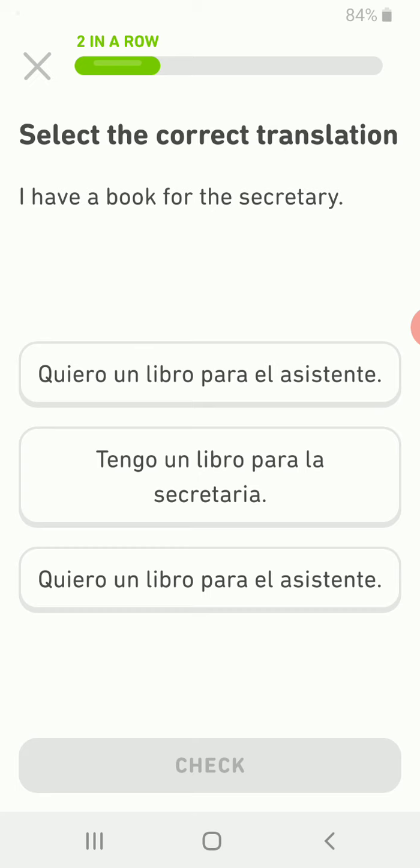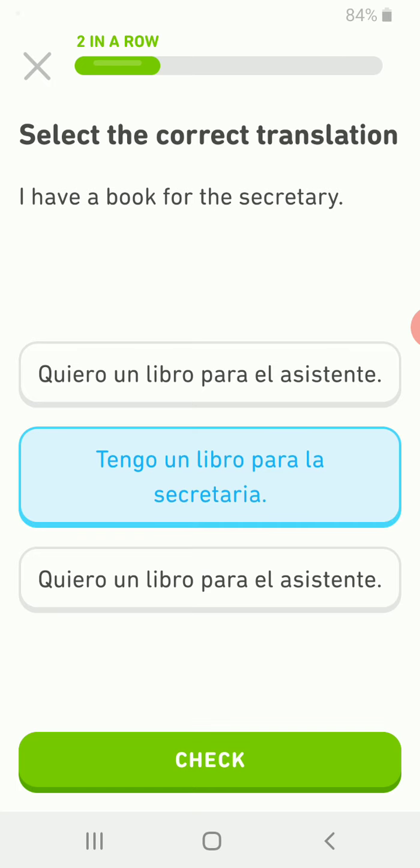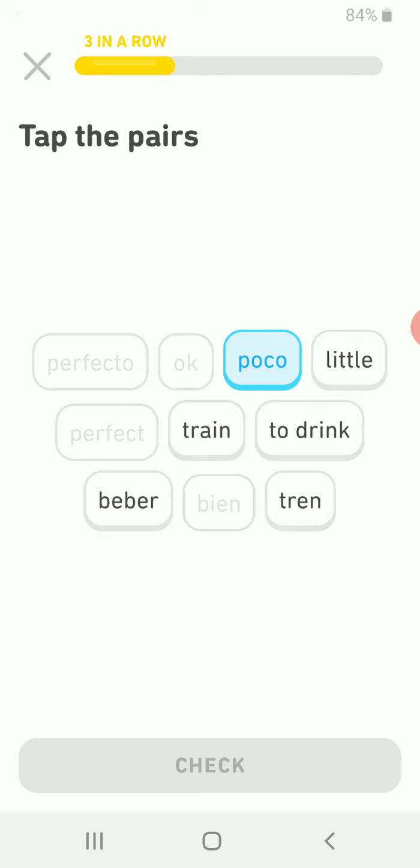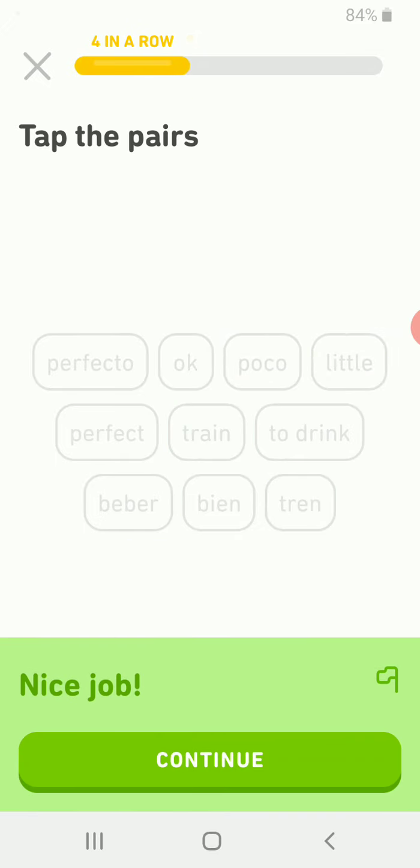I have a book for the secretary. I have, so tengo un libro. Para la secretaria. So, libro. This is how you say this word. You pronounce it like a V, the B. Perfecto. Ok, bien. Poco. Poco is little, train is tren. Beber is to drink, if you remember.